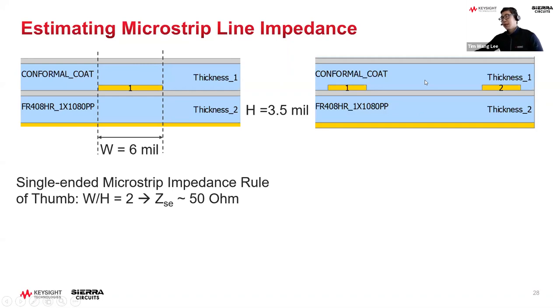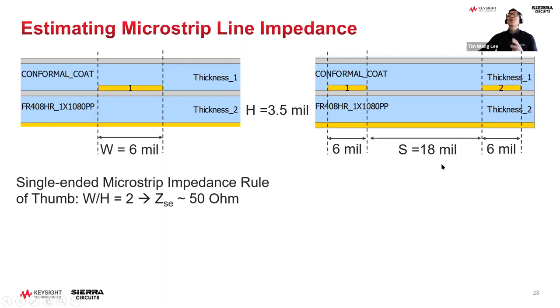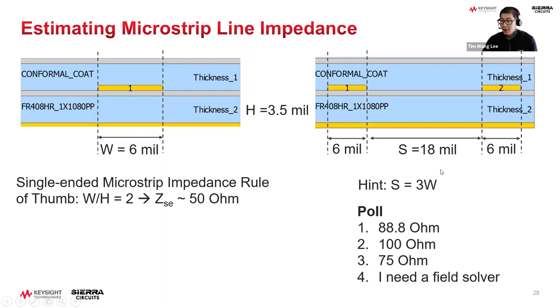Now, we're gonna make it an edge-coupled differential pair. Given that the trace width is still 6 mils for both of them, not gonna trick you, and the spacing is 3 times the trace width, what would you expect the differential impedance of this cross section to be? Number 1 is 88.8 ohms, that's oddly specific. Number 2, about 100. Number 3, 75, and number 4, I need a field solver.